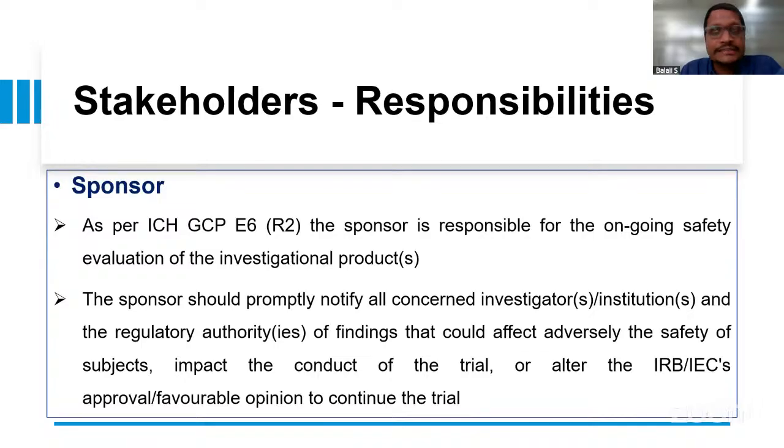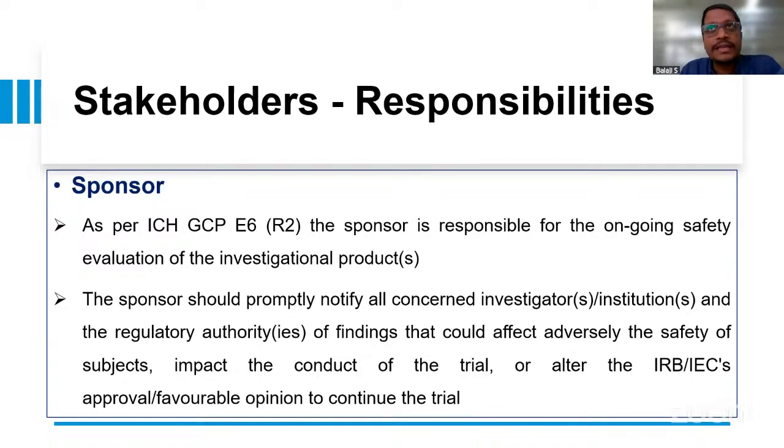Or if there is any change in the IRB or IEC approvals. For example, a site in Bangalore might have approved the trial and it would have been performing well, but a site in Hyderabad might observe something which is very critical and found to be very harmful to the patient.